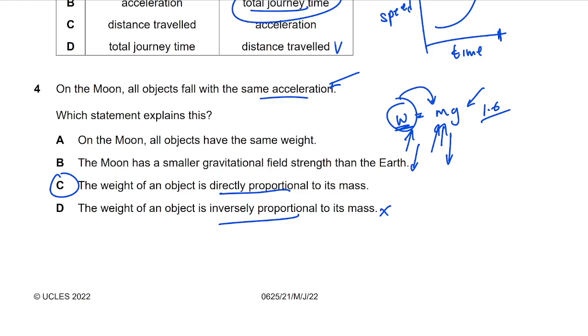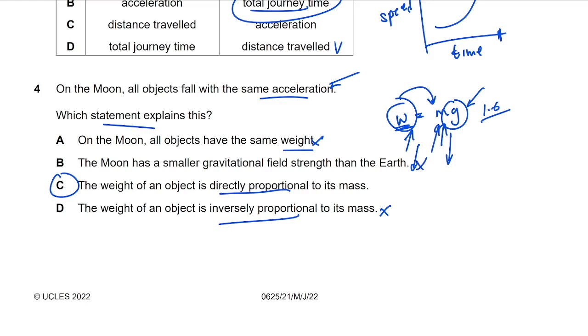On the moon, all objects have the same weight. That is wrong. They don't have the same weight because the gravitational field strength is different. The gravitational field strength is the same on the moon, but the objects have different masses. Okay, hence why. The moon has a smaller gravitational field strength than Earth. That is true, but it does not explain the statement. So that would be wrong.